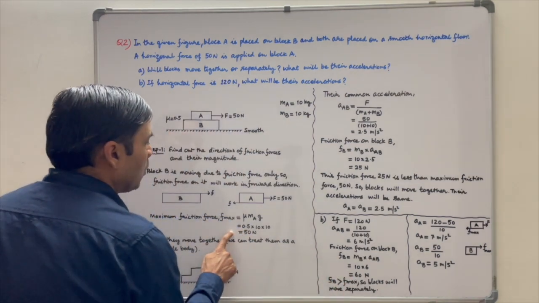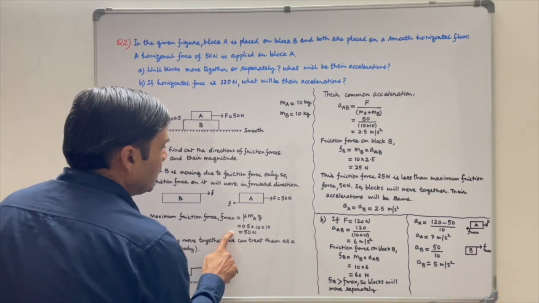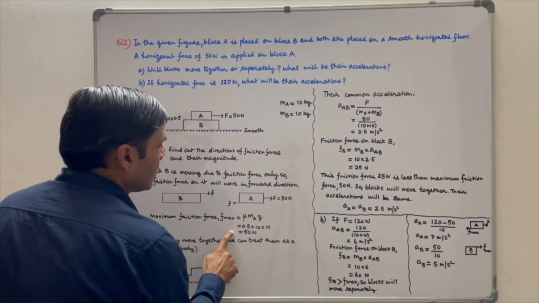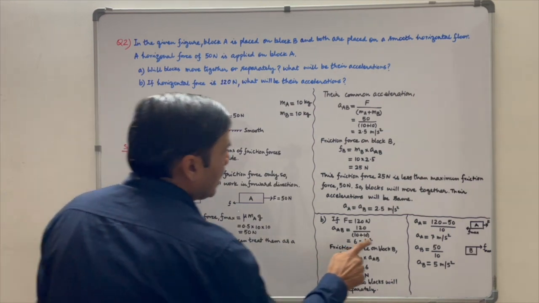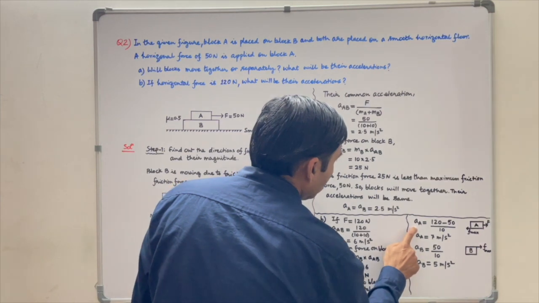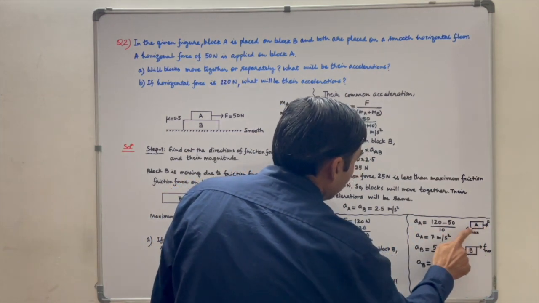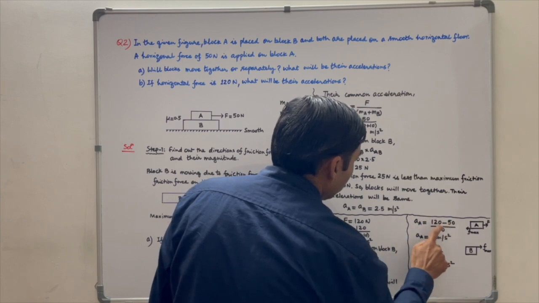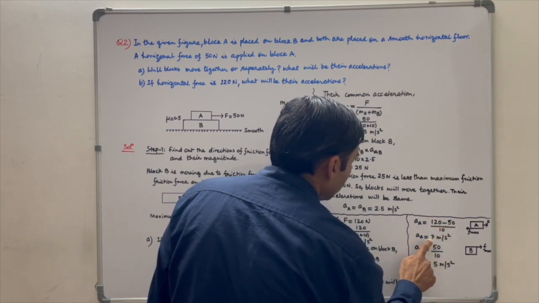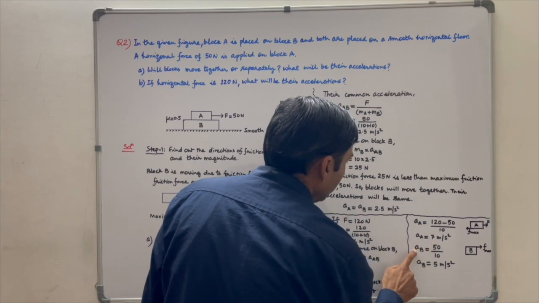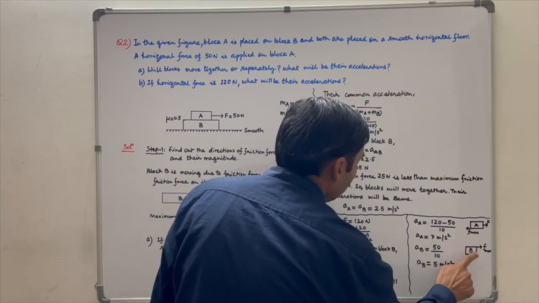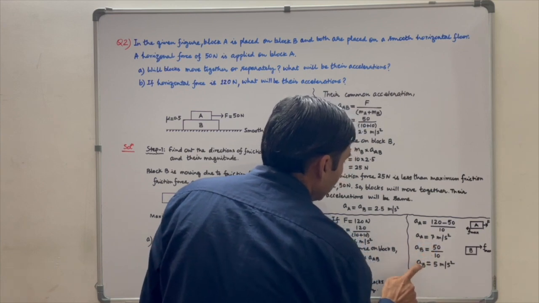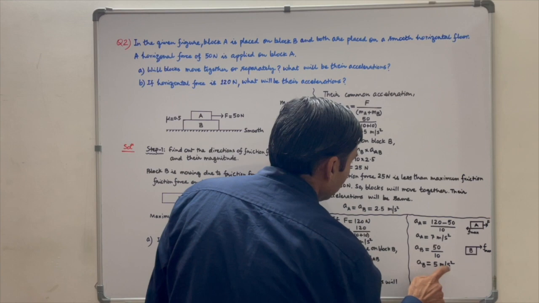So both the blocks will be separated. Now we will consider both the blocks as separate bodies and calculate their accelerations separately. Acceleration of block A will be equal to external force minus friction force upon its mass, and that is 120 minus 50 upon 10, that is 7 meter per second square. Acceleration of block B is equal to friction force upon its mass, so that is 50 Newton upon 10 kg. So acceleration of block B is equal to 5 meter per second square.